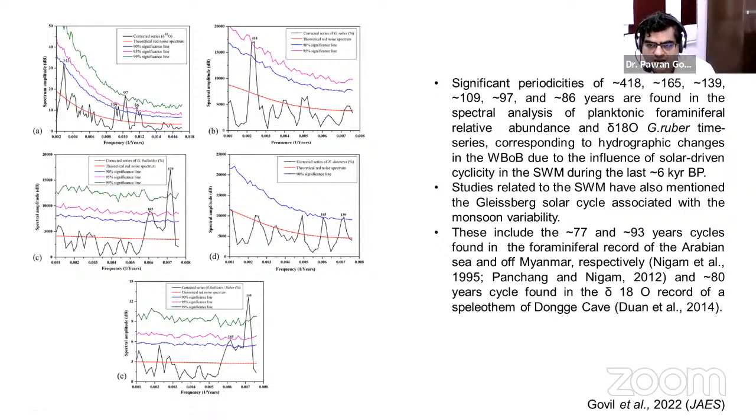So the most prominent cyclicity is what we can see, and to have that cyclicity, we have to have a very high resolution data set, and then we can talk about the cyclicity.